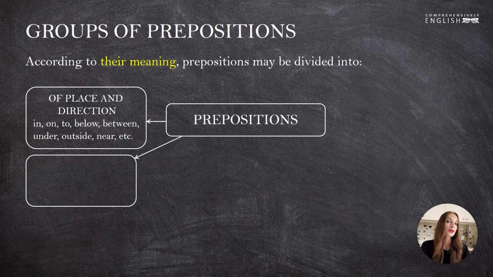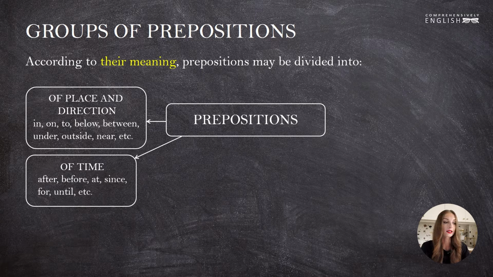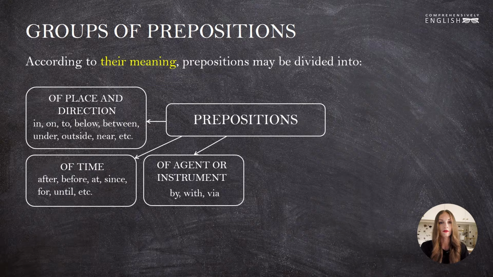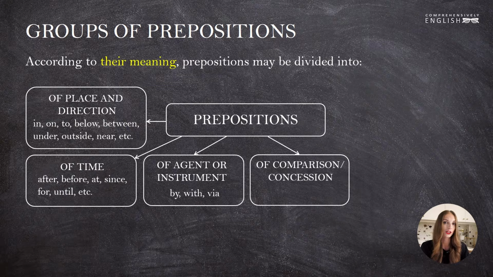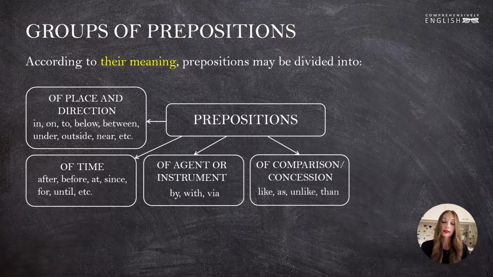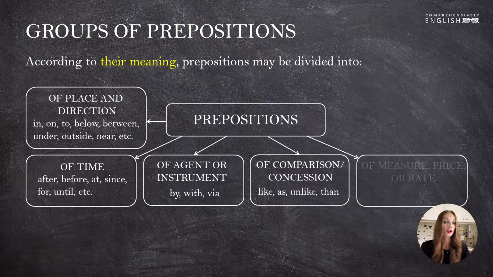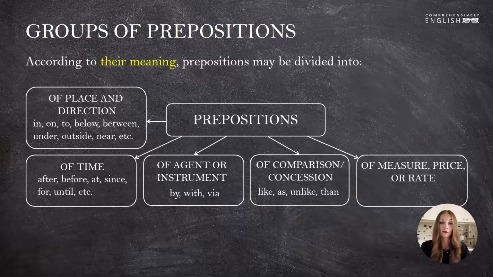Then we have prepositions of time. After, before, at, since, for, and so on. We also have prepositions of agent or of instrument. These are by, with, and via. Then we have prepositions of comparison and concession, such as like, as, unlike, and than. There are also prepositions of measure, price, or rate, for instance, at, for, and per.